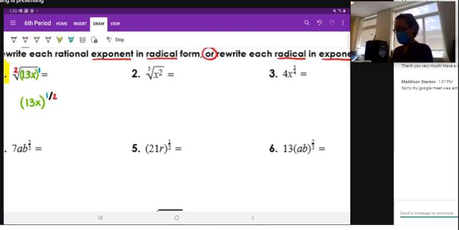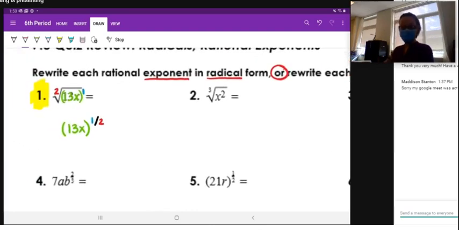So let's look at number 2 together. This is a radical and we need to write it as an exponent. So we start with the base. Our base is x. And then we write our exponent, which is 2, over our index, which is 3. And we get x to the 2/3. It's that easy. It's just a matter of knowing what goes where.